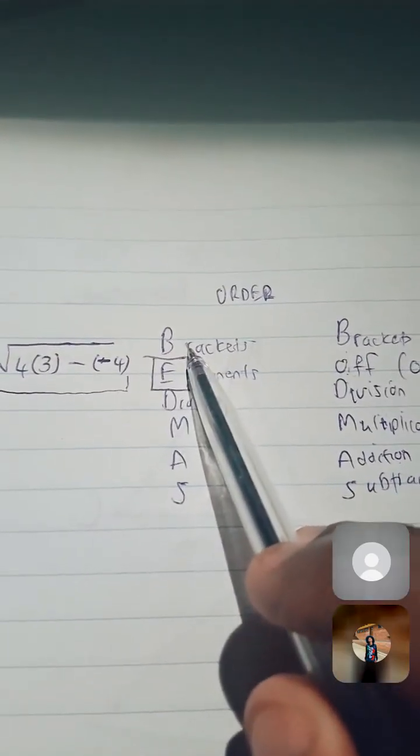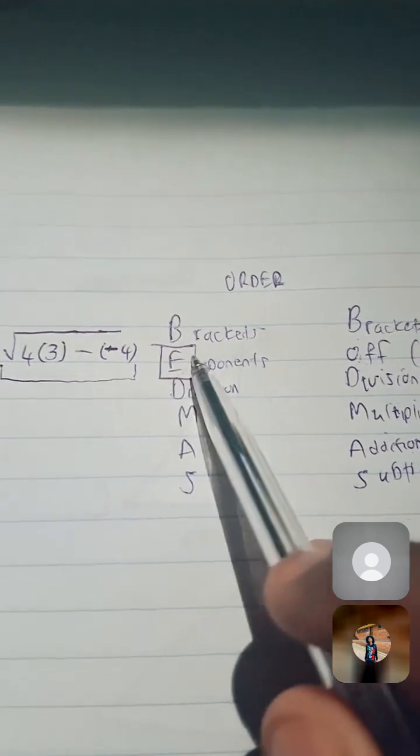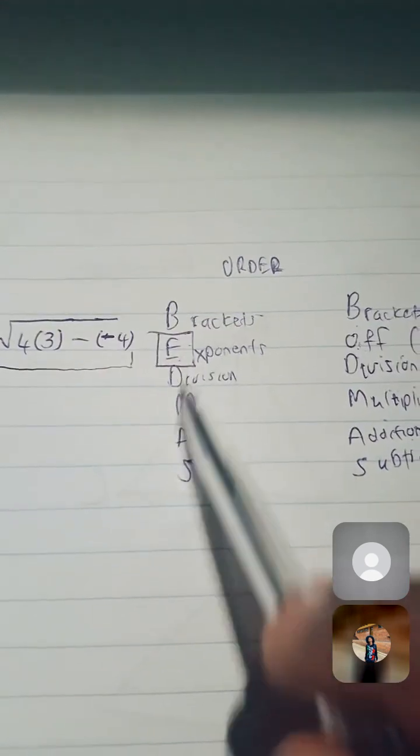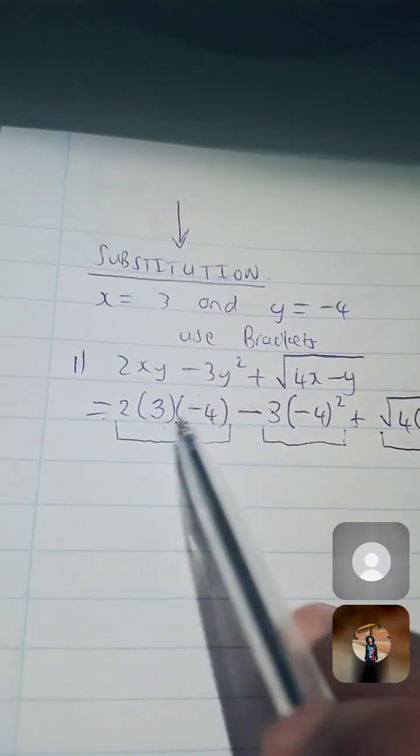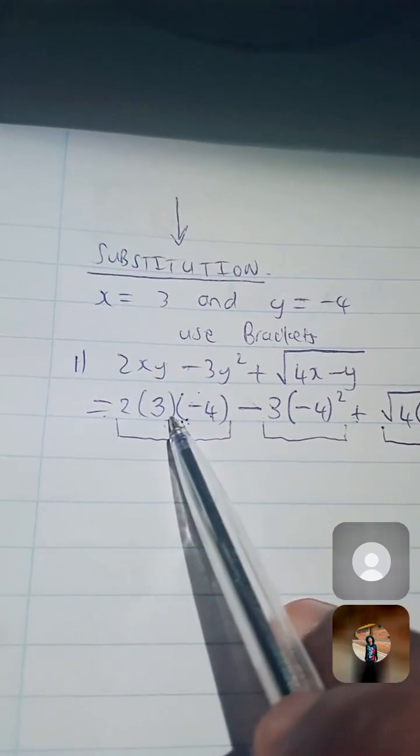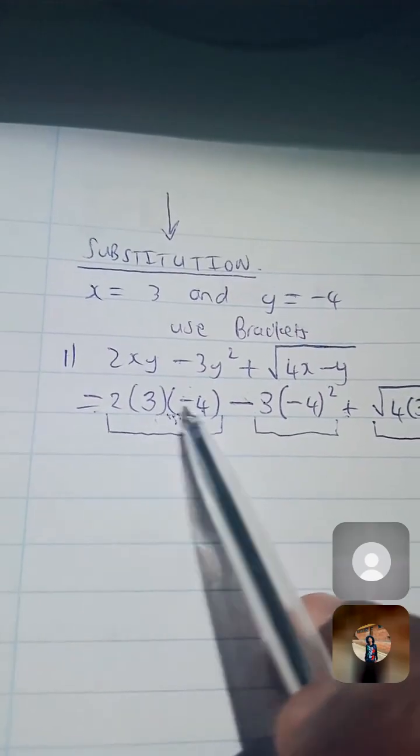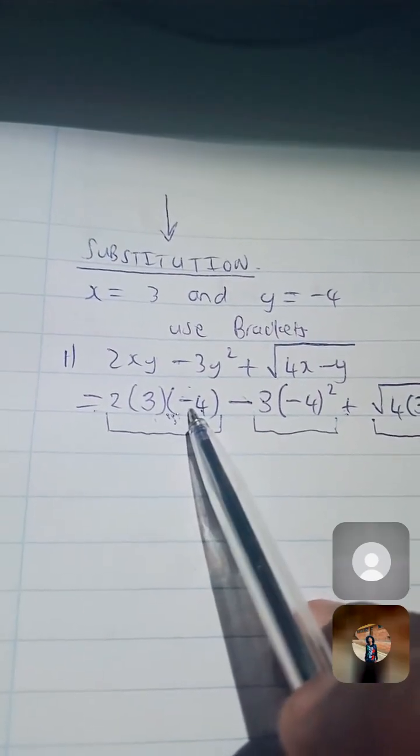But these brackets here, they have meaning. They have nothing to do with the exponents. They have nothing to do with division. They have everything to do with who? Multiplication. Let's go. What's 2 times 3 times minus 4? 2 times 3 is 6, times minus 4?